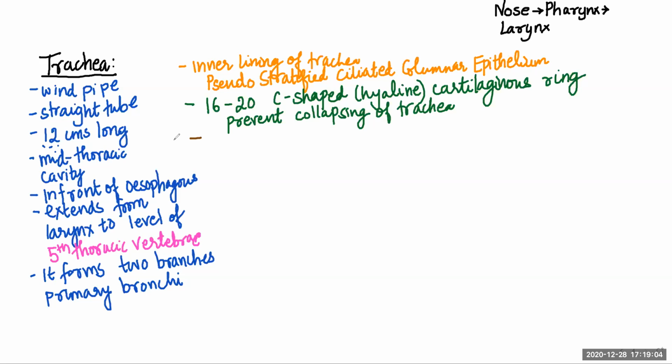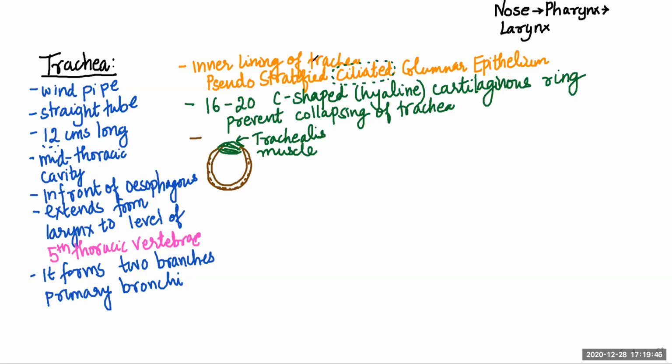Yes. Then what is present posteriorly? If this is the C-shaped cartilage, what is present posteriorly? What is present posteriorly are muscles, and these muscles are called trachealis muscles. So posteriorly it is incomplete, right? What's the function of the cilia in trachea? It will trap small dust particles and throw them upwards.